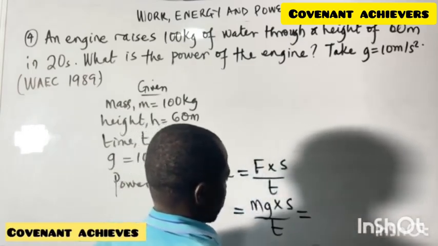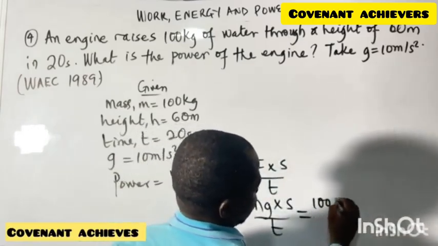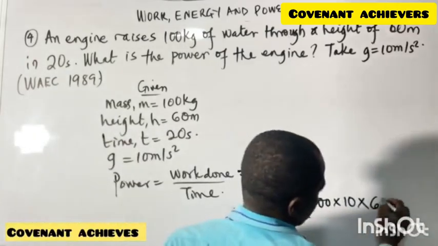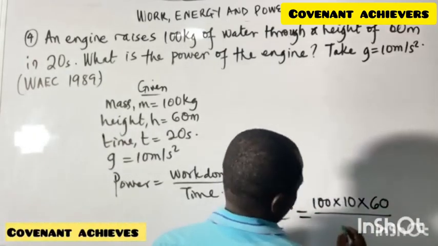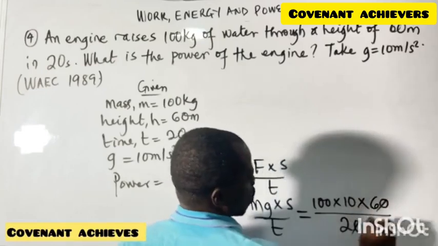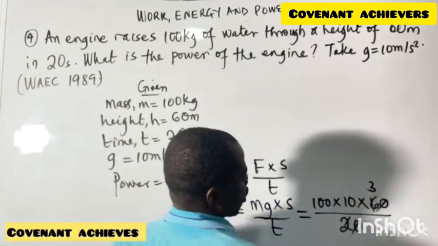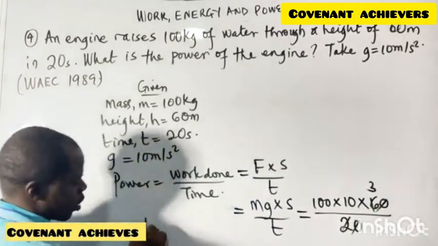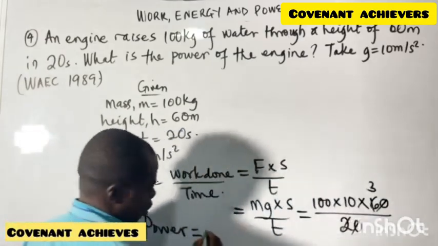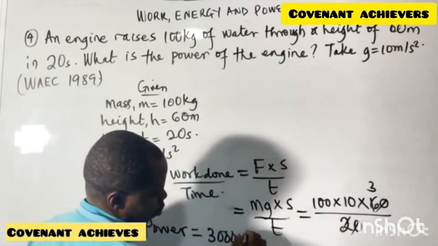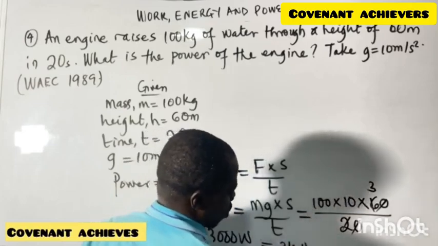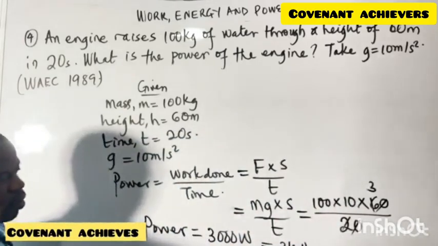So on substitution, what are we going to have here? We have mass as 100 times 10, then times distance. Distance is 60 meters divided by the time, which is 20 seconds. You can see, 0 cancels 0, 2 goes into 20 once, 2 goes into 6 three times. Therefore, the power is 1000 times 3, that's 3000 watts, or 3 kilowatts. So that's how we solve the question, as simple as it is.